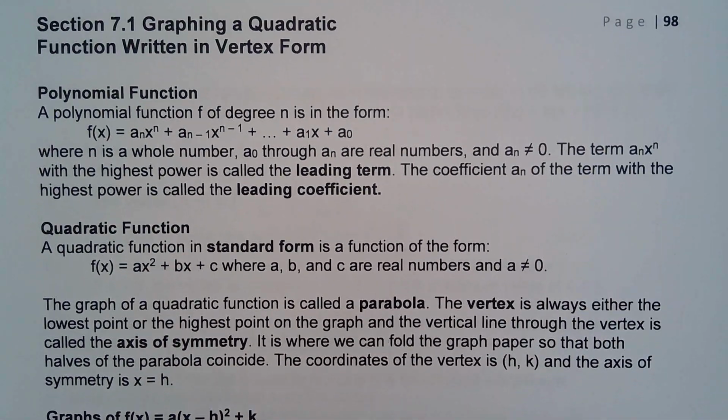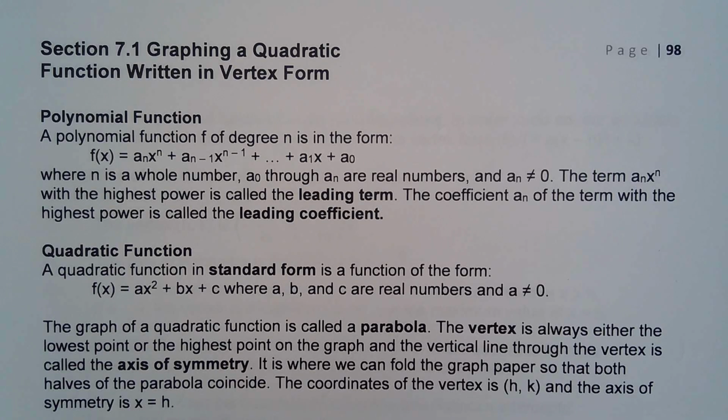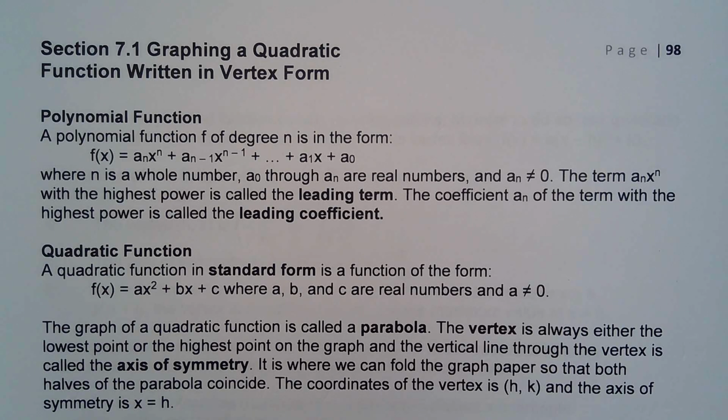So we'll start out with a definition of a polynomial function. A polynomial function f of degree n is in the form f of x equals a sub n x to the n plus a sub n minus 1 x to the n minus 1, and so on and so forth, plus a sub 1 x plus a sub 0, where the variable n is a whole number, a sub 0 through a sub n are real numbers, and a sub n does not equal 0.